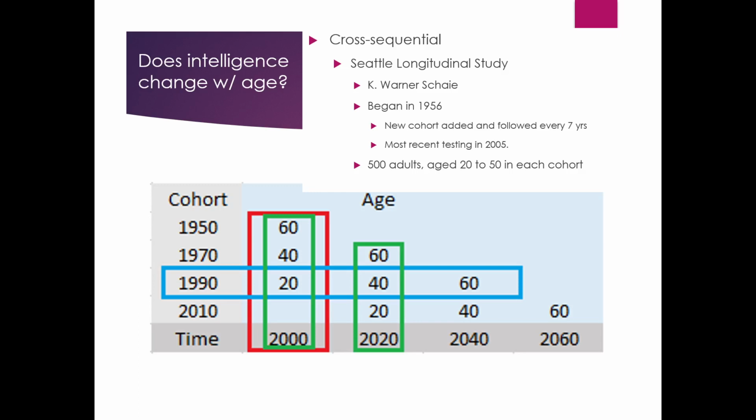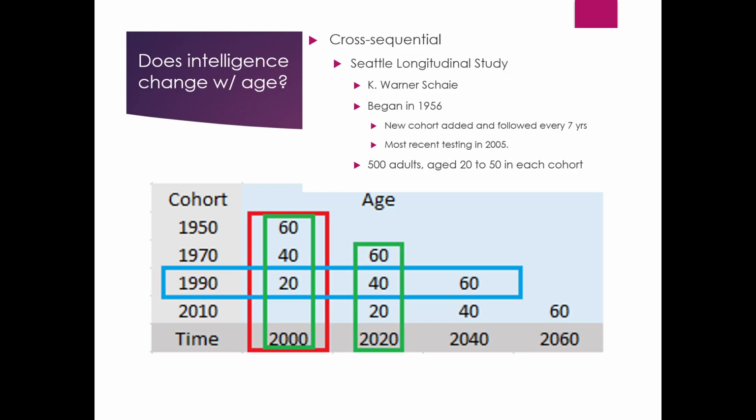So what we've got here is a little chart that's showing you how cross-sequential is done. Let's say that you started your research. You're not K. Warner Schaie. You're you, and you started research in 2000. You recruited people who were born in 1950, 1970, and 1990 for your first basically cross-sectional design. So you test all three of these groups in 2000 and you get your results.